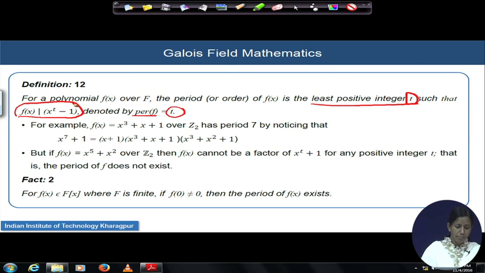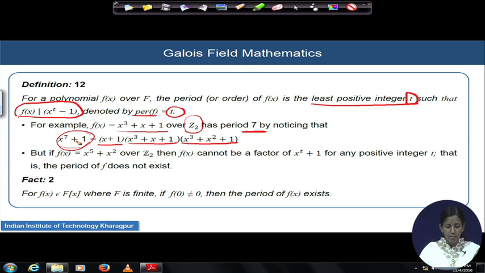We will test it. Suppose we have a polynomial x cubed plus x plus 1 belonging to Z 2. This is the field Z 2 and it has a period 7. How do we define that it has a period 7? Because if I take the polynomial x to the power 7 plus 1, it can be expressed in the form x plus 1, x cube plus x plus 1, and x cube plus x square plus 1. Please continue the multiplication on the right hand side and check at home whether you can come back to the polynomial x to the power 7 plus 1 or not.